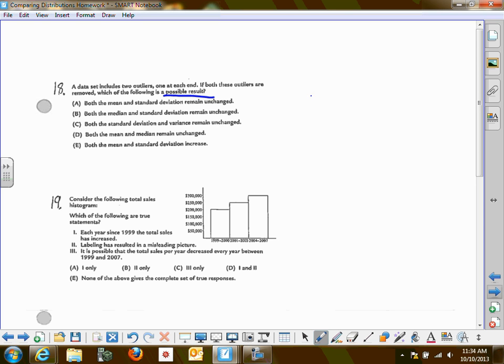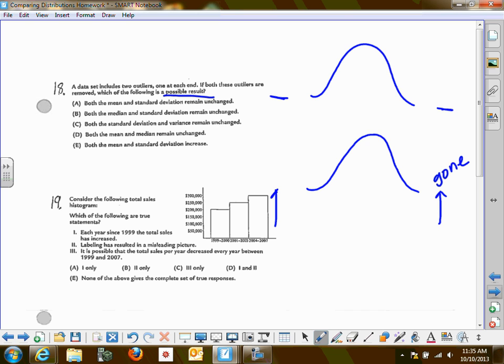So here we go. Here is a histogram of data. We have an upper outlier and we have a lower outlier. Then this problem talks about taking away the upper and the lower outlier. So then you have the data that looks like this. Okay, so this outlier is gone. This outlier is gone. I do not know if they're necessarily symmetric, but they are gone.